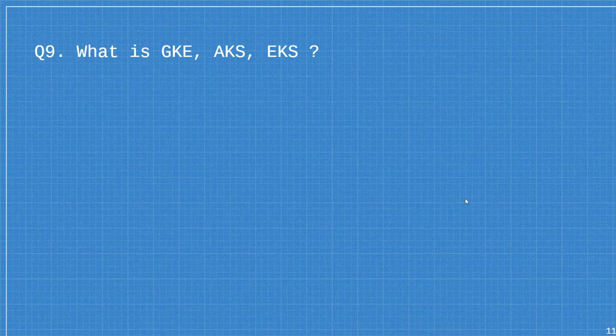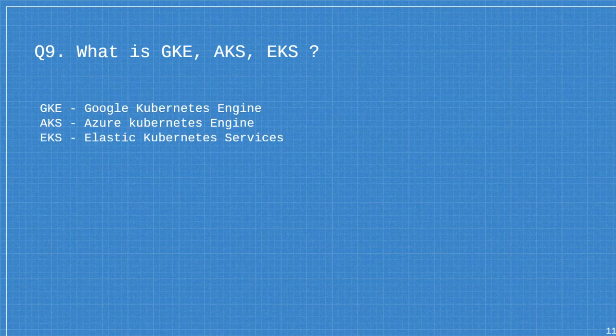What are GKE, AKS, and EKS? There are three major cloud service providers: Google, Azure, and AWS, and they also provide Kubernetes services. So these are the Kubernetes services provided by them, and they are hosted on their platforms.